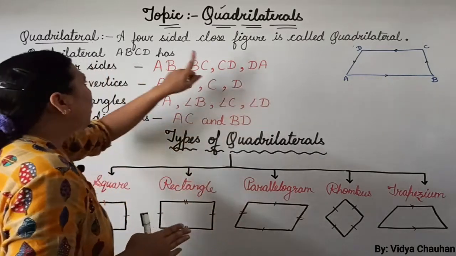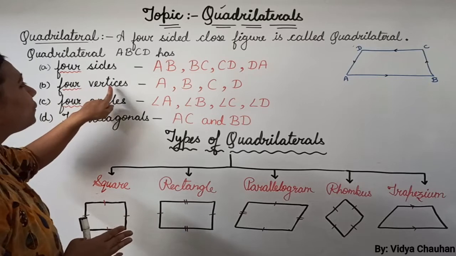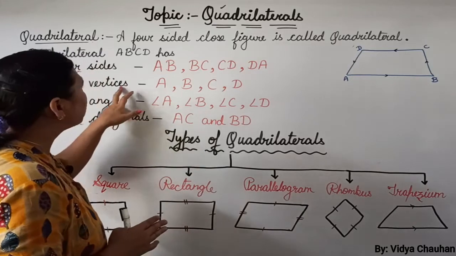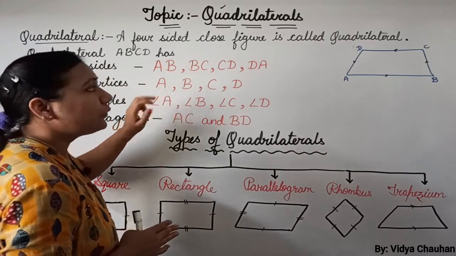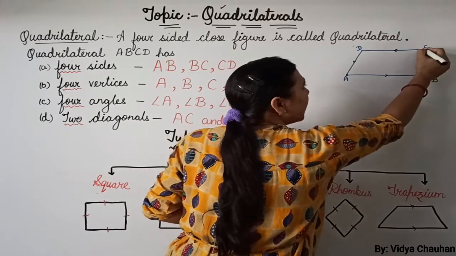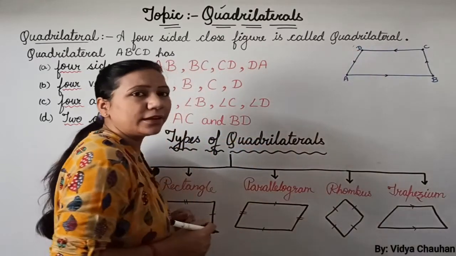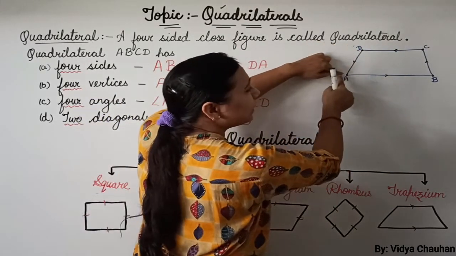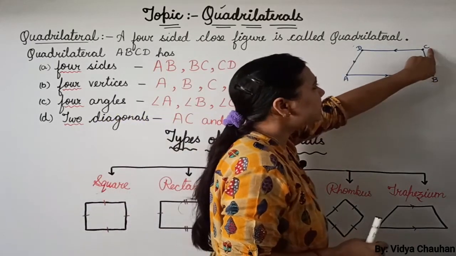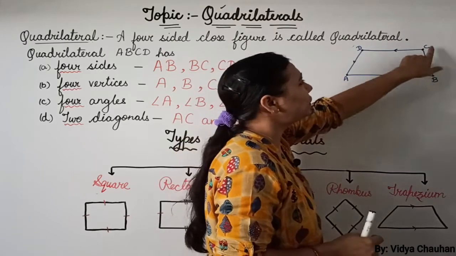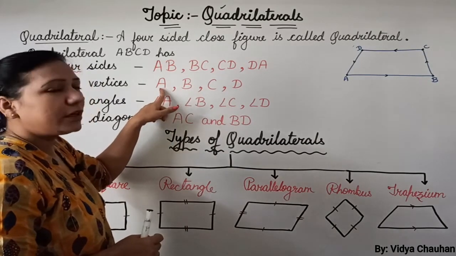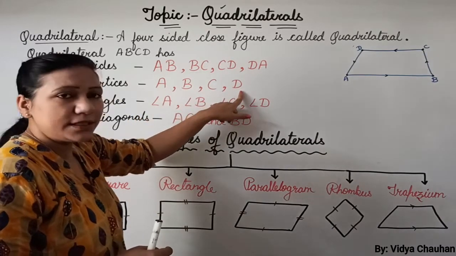Now a quadrilateral also has four vertices. A quadrilateral always has four vertices. What are the four vertices? The vertices are the points at which the line segments meet. Two line segments meeting at a point is called a vertex. So how many vertices are there? A, B, C, D. It's 1, 2, 3, 4. So these are the four vertices of this given quadrilateral.